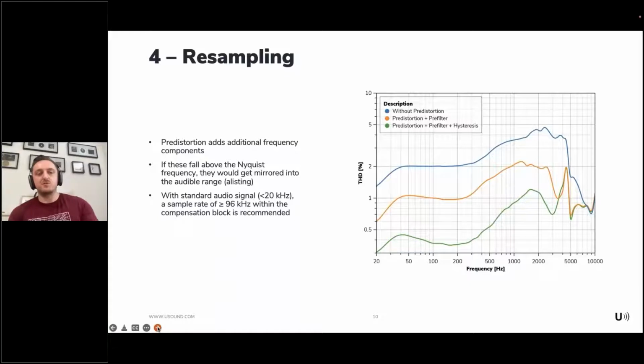So we recommend that for standard audio signals, which contain energy at basically 20 hertz to 20 kilohertz, you use a sample rate at or higher than 96 kilohertz within the compensation block in order to avoid the aliasing effects. That's why we also add a resampling block before the compensation, before the active linearization algorithm, to avoid those mirroring effects.